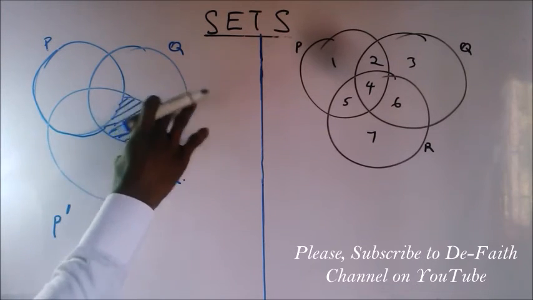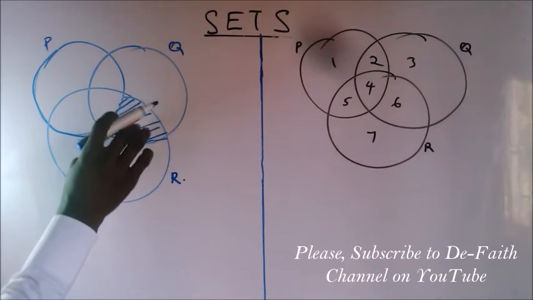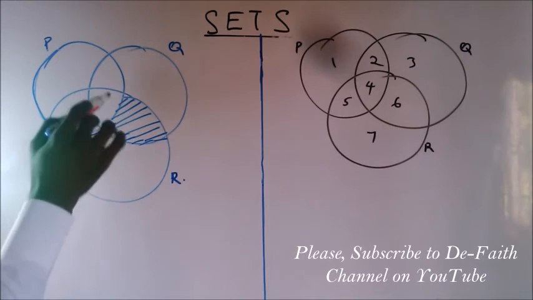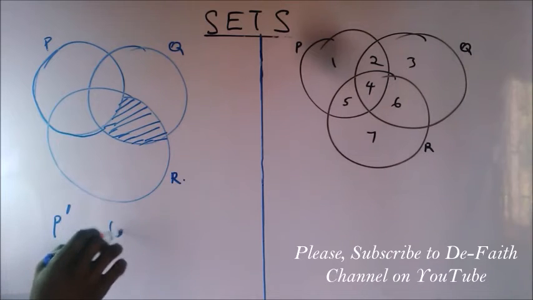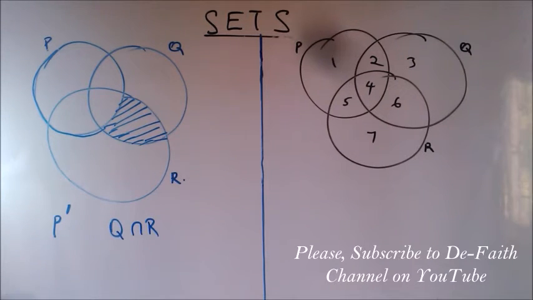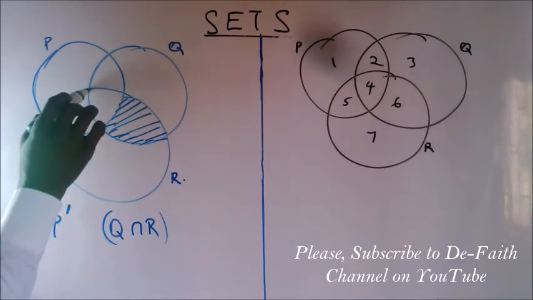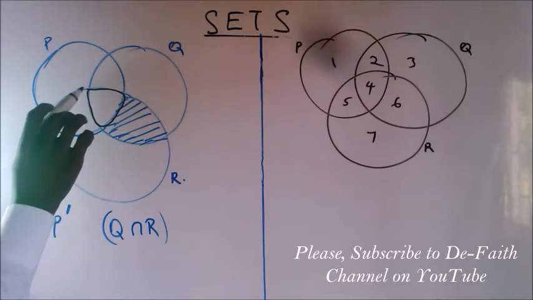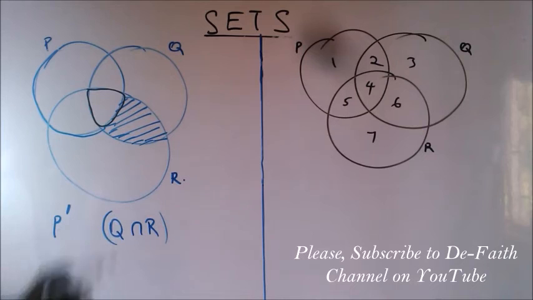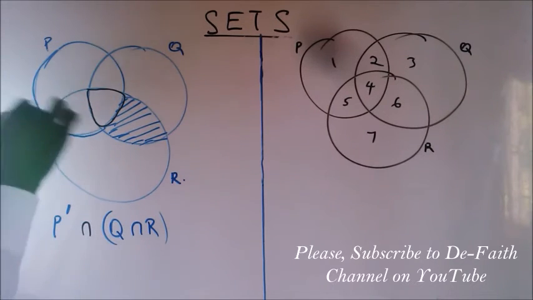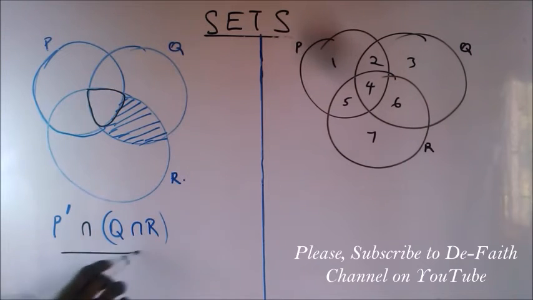And then we will consider this Q and R. Just a small portion here is shaded. But what if the entire part is shaded? That is, if everything here is shaded, that would have been Q intersection R, right? But from what we see here, this part has been removed from the entire intersection. And what does that mean? It means that there's an intersection of this with the unshaded region, that is P. And so this is what this Venn diagram stands for.